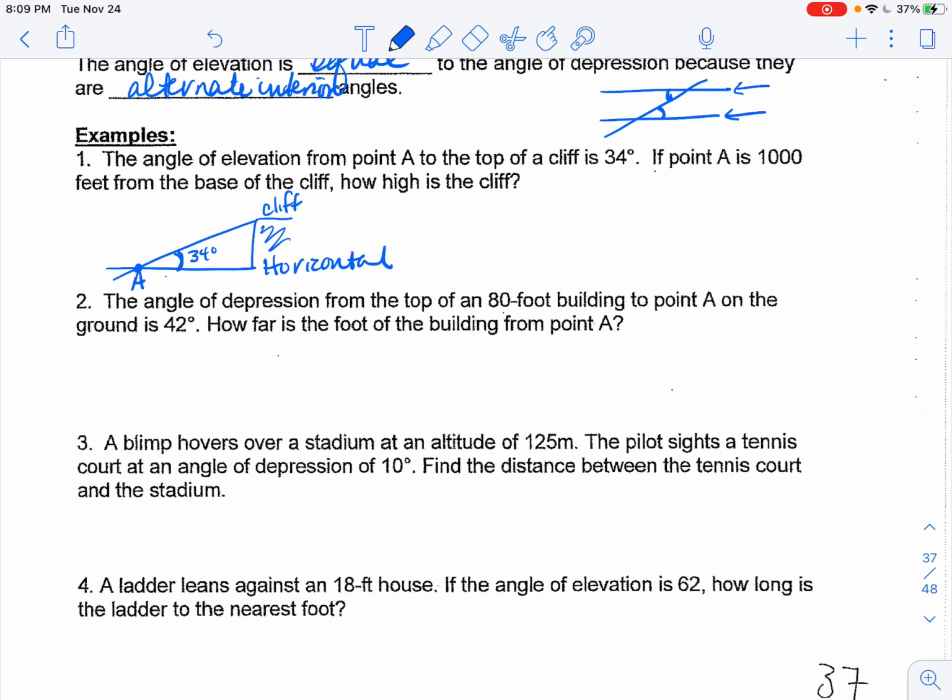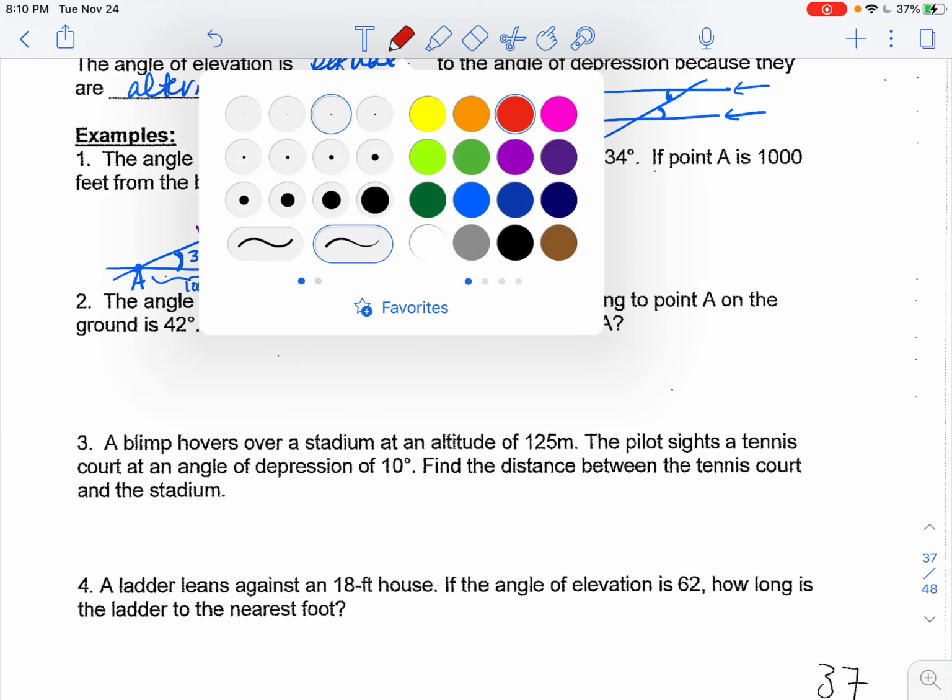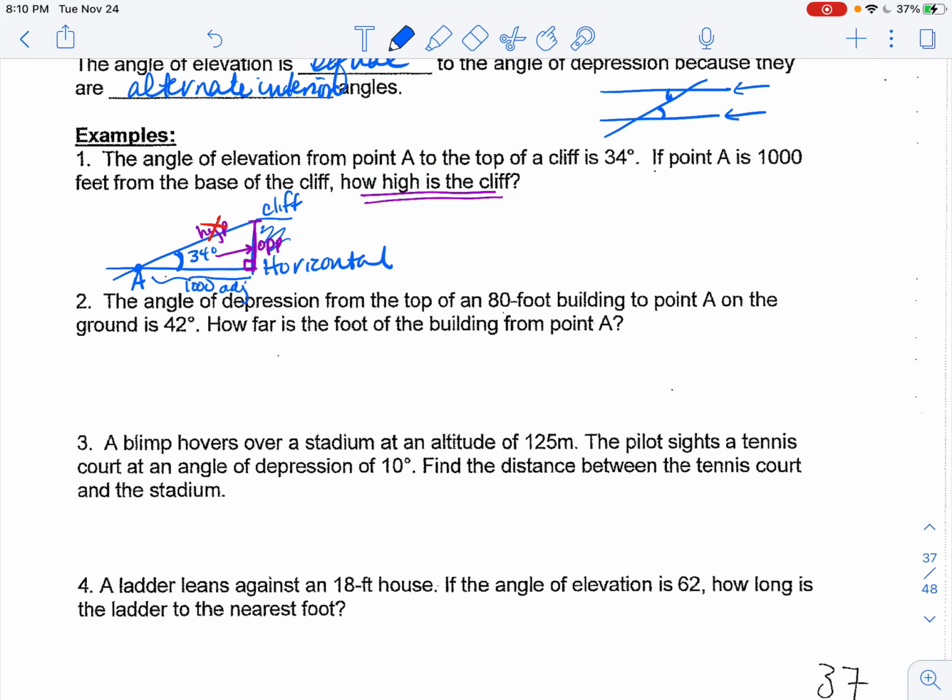This is the cliff. If A is 1,000 feet from the base of the cliff, so we're saying 1,000 feet from the base, the bottom of the cliff, this is 1,000 right here. How high is the cliff? Well, if we go across to the cliff, this is my opposite. That is the vertical height of this cliff. And that's what it's asking. How high is the cliff? All right, so across your right angle, this would be your hypotenuse. And we're not going to use that because we don't have a number, or that's not our missing variable. Our missing variable is that opposite side. All right, so that means that 1,000 is adjacent.